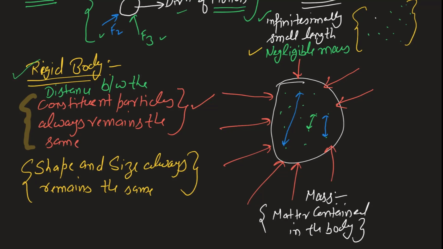So the units of mass: SI units are kilogram, CGS is gram, and FPS is pounds. This is SI, CGS, FPS system. You have already studied this system. So next we will study the definition of force.